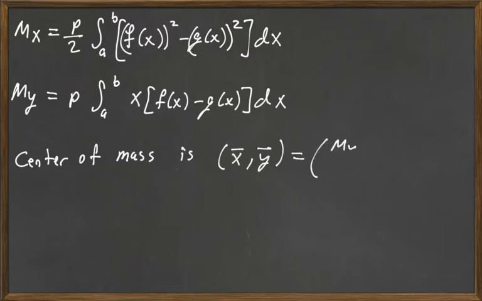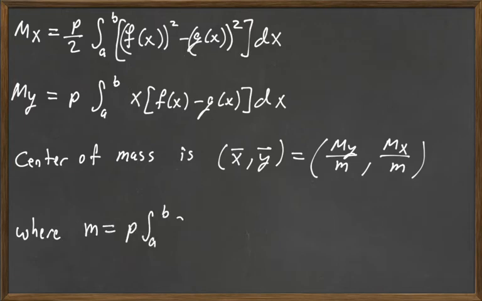Which is going to be the moment about the y-axis over m, comma, the moment about the x-axis all over m, where the mass is the density times the area, so rho integral a to b, f of x minus g of x dx. Okay, so we're going to do one example of finding the center of mass.